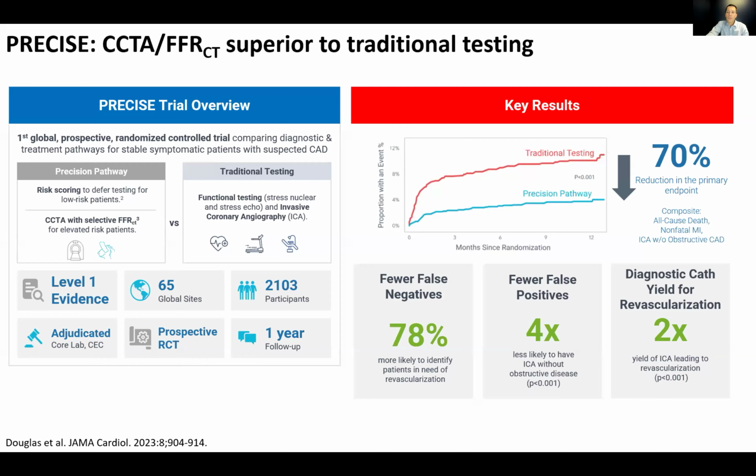And they met their primary endpoint, showing a 70% reduction in the composite of all-cause death, non-fatal MI, or invasive coronary angiograms without obstructive disease. And this was largely led by the fact that patients were found to have disease in the cath lab that was not obstructive. So when you summarize the findings, you're going to see fewer false negatives with a CTA FFRCT pathway, fewer false positives, and an overall higher diagnostic yield. You're going to directly identify who needs to go to the cath lab and who doesn't. And I think that's where traditional stress testing has failed us over the past few years. We've just not been able to appropriately determine who needs to go to the cath lab based on functional imaging.